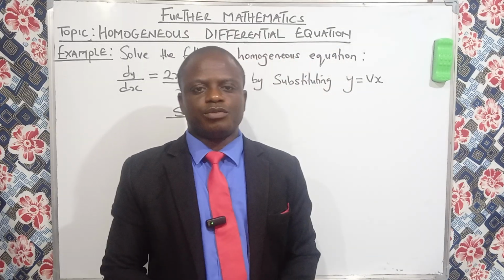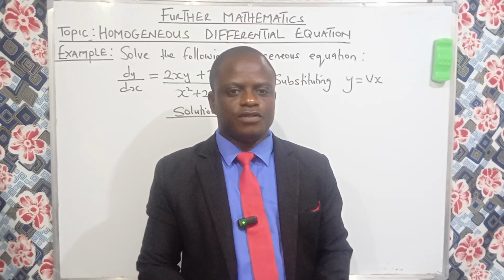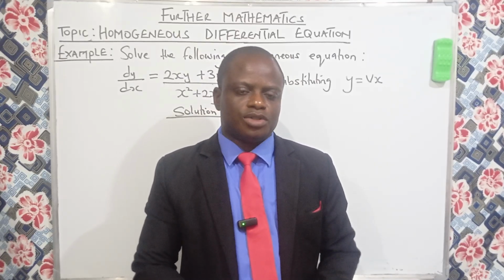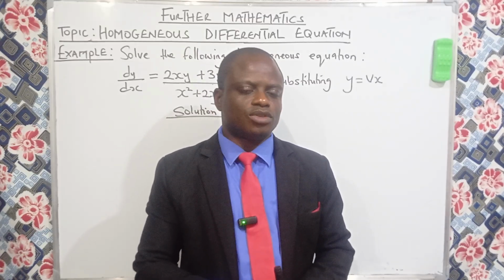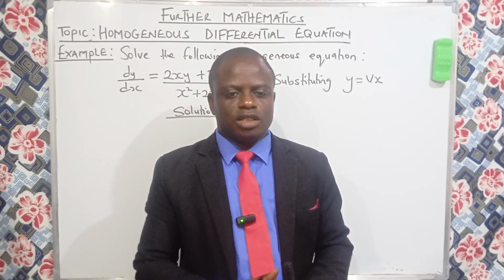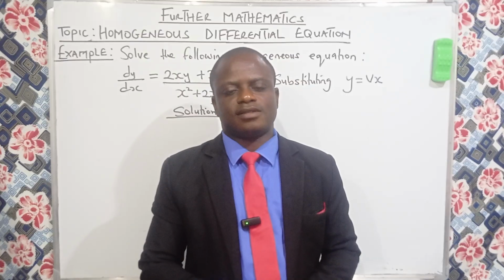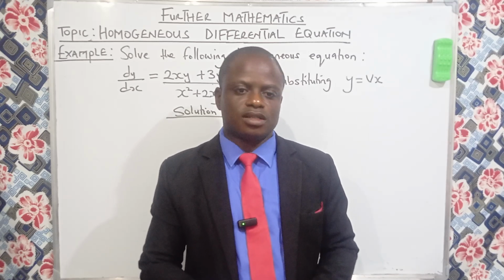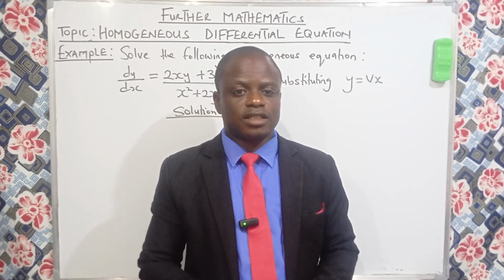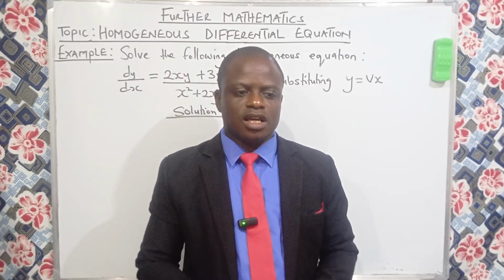Good day, students. Today, I want to solve a problem on homogeneous differential equation, part 3. A very simple question, but you have to follow some rules. One of the things you have to know is that in the equation given, you have to substitute y to be equal to vx. After that, you must differentiate what you substituted with respect to x. That means you must have dy over dx equals v plus x dv over dx. I'll show you how to get it using the product rule.